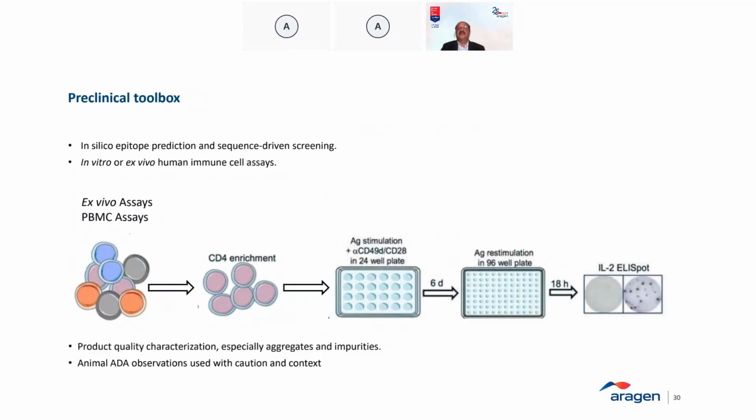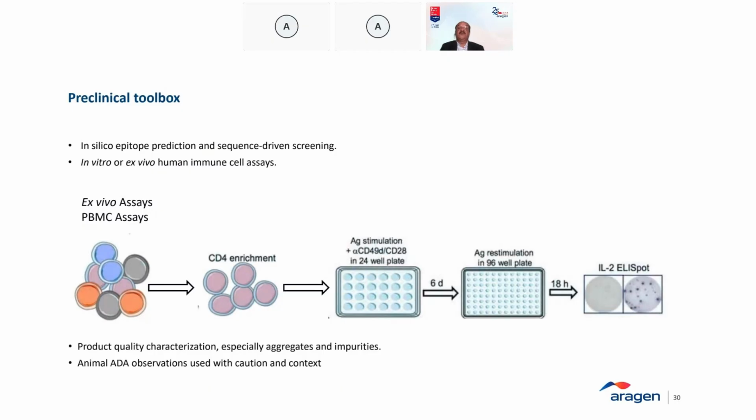To assess these immunogenicity risks, we use different platforms. I'll first walk you through the preclinical toolbox. So when a biotherapeutic is designed, in silico epitope predictions are used to find out if there are any T cell binding sequence epitopes, so that they can be minimized.